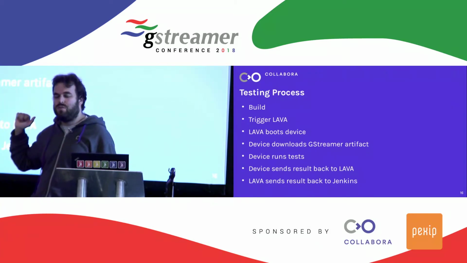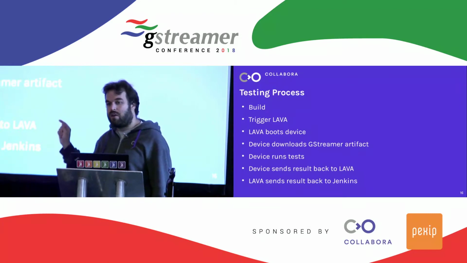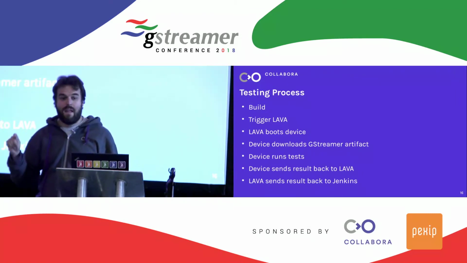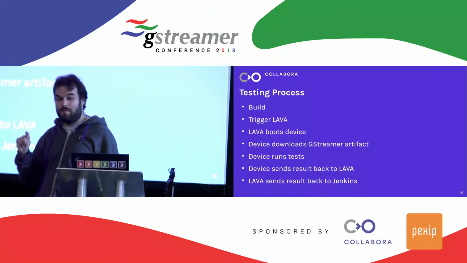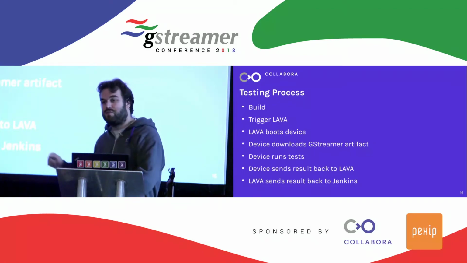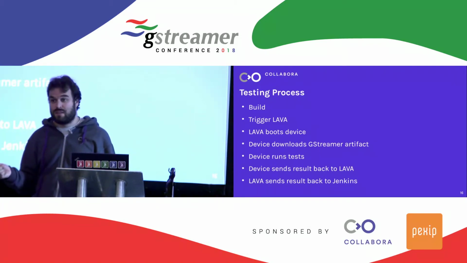So we used the Jenkins from Collabora that we have in-house to do the builds, but our hope is then to move it to GitLab later. And then you trigger Lava. Then Lava boots the device. The device will download the GStreamer artifact. Since we're always using the same sysroot, we just download the GStreamer build on top of it after the device is booted. The device runs the test.